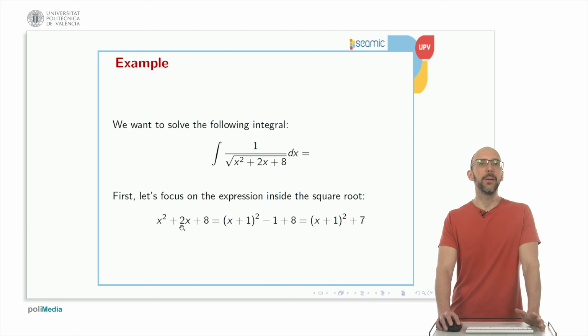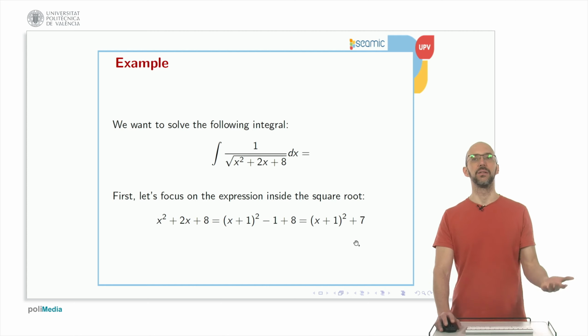Because I take this number 2 and I divide this number by 2, I obtain 1. Then I always need to subtract 1 here. The square of this number should be subtracted, and 8 remains the same. But 8 minus 1 is 7. So completing squares, we obtain this form.